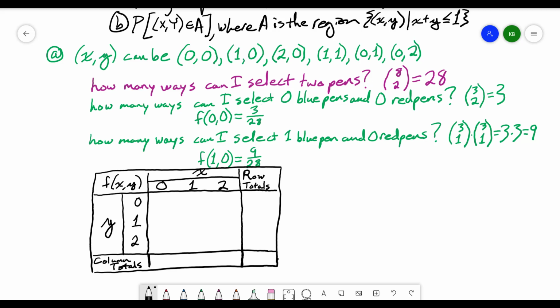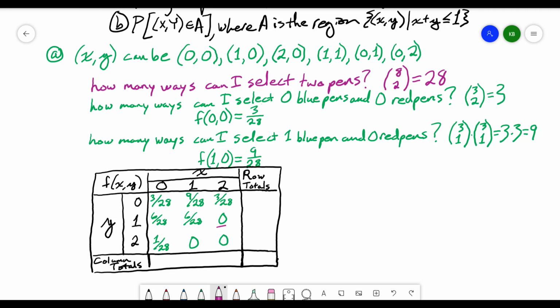So I would put my 3/28 that I found for the point (0, 0) in at the x is 0 and y is 0 entry point. So this one will be 3/28. And I can put the value that I found of 9/28 in when x is 1 and y is 0. So I'll have a 9/28 here. And I can fill in the rest of the values.